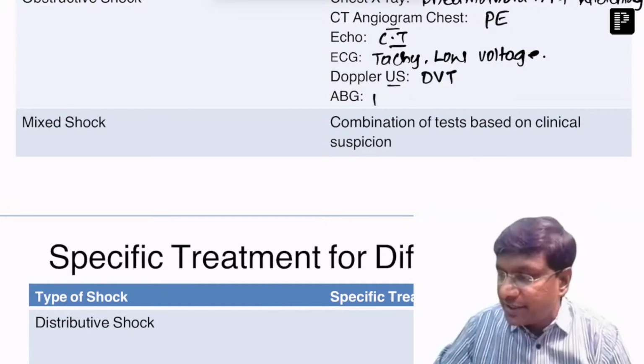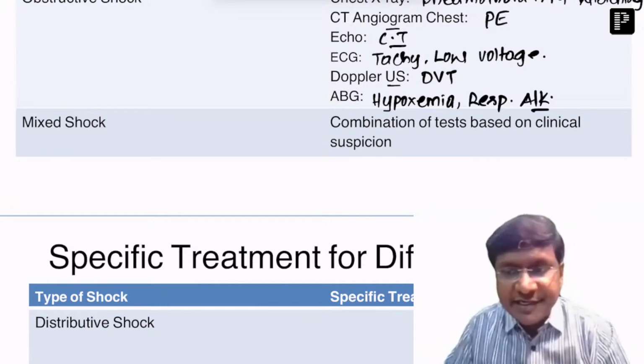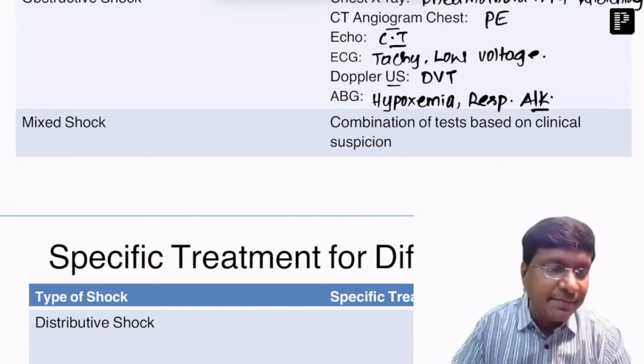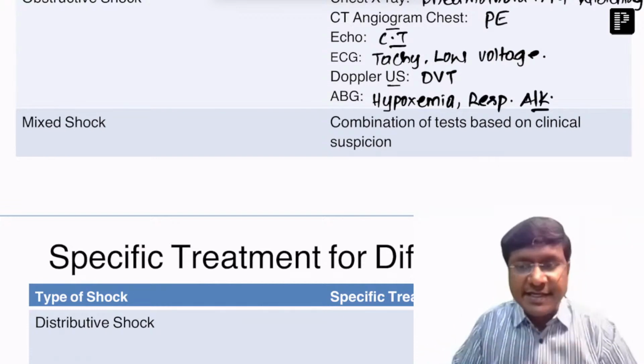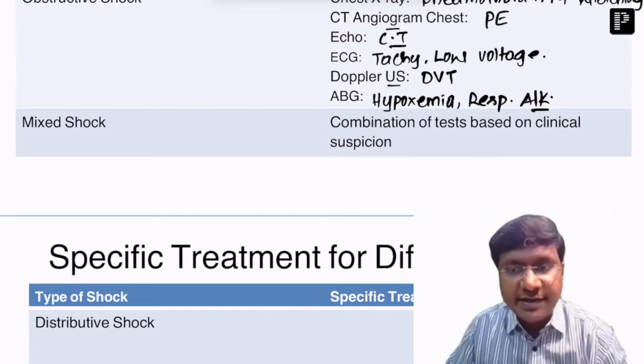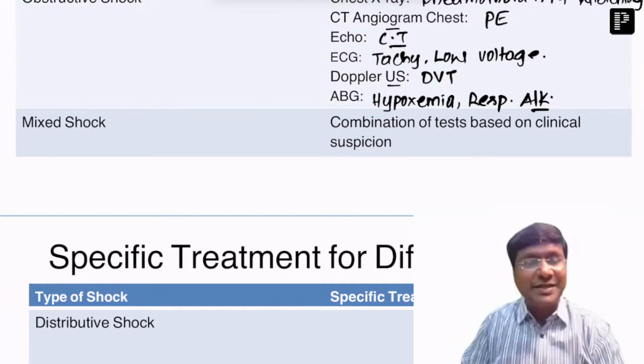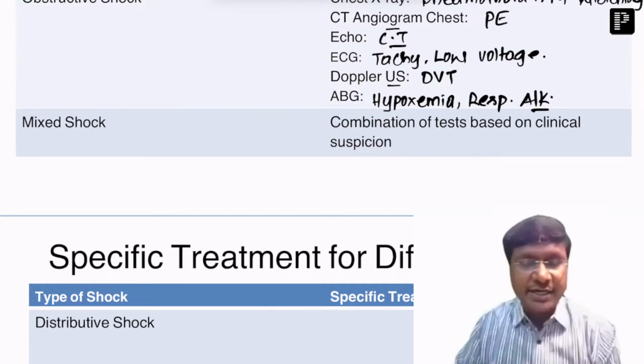And ABG has to be done. The ABG has to be done to look for if there is any presence of hypoxemia or respiratory alkalosis. Now, what could be the reason for respiratory alkalosis? Because in patients with pulmonary embolism, there is increase in respiratory rate that will cause carbon dioxide washout, resulting in respiratory alkalosis. So this is the workup that you'll be doing in patients with the obstructive shock.